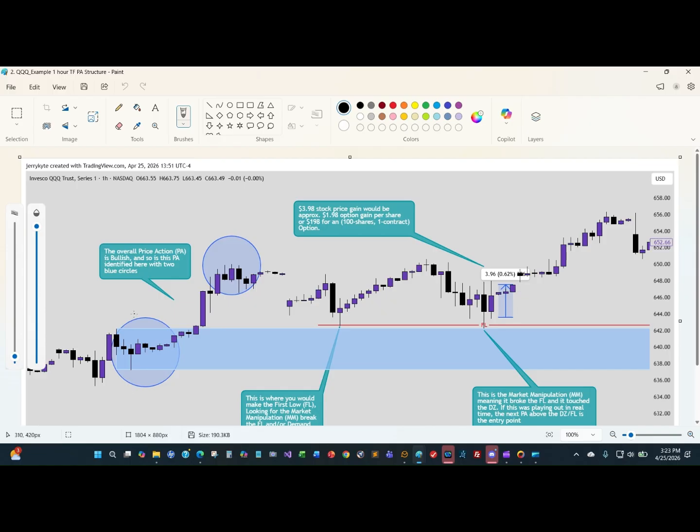So let's break this down. What I did here was this was bullish action going up here, and I used the circle tool and drew circles to identify that. Then you notice here that the price started to come down from this candle here. It came down and kept coming down, and so we established the first low. Now from the first low, as I was saying before, your price is going to go up, and then all of a sudden it's going to start to come down.